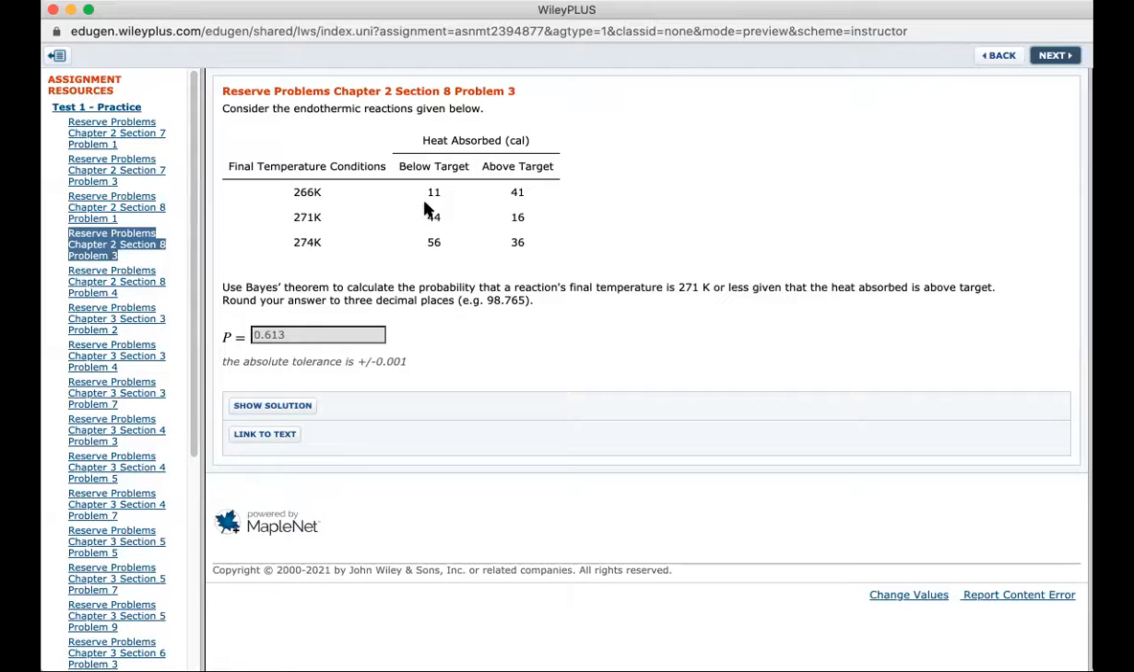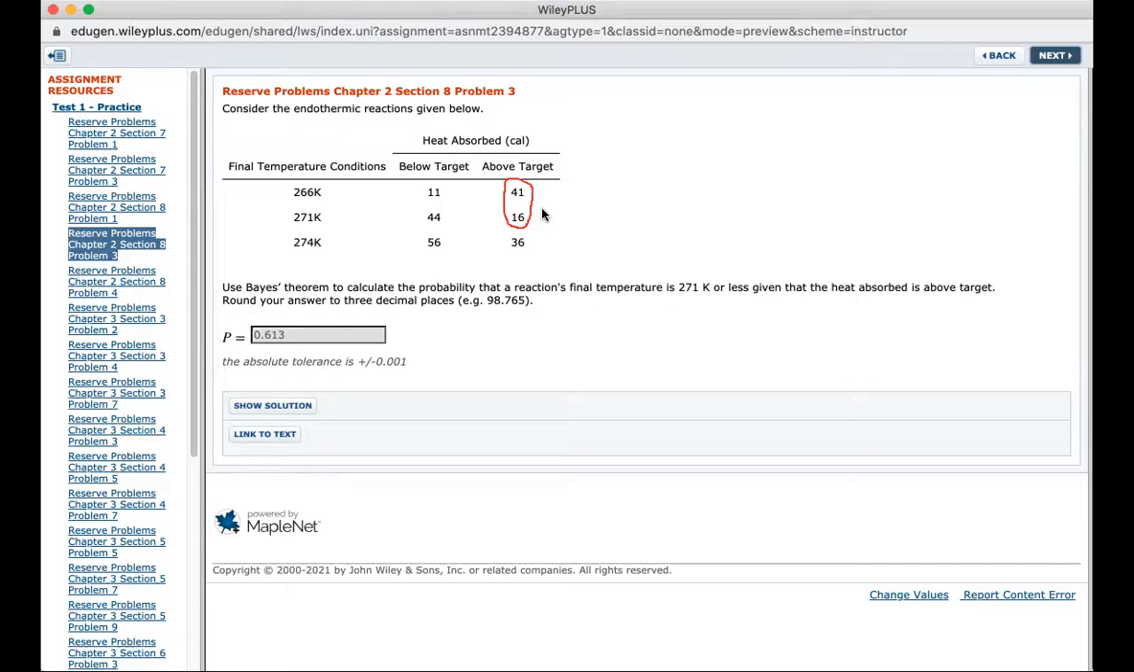Okay, I think 11 plus 44 plus 56 plus 41 plus 16 plus 36 is 204. And the 41 plus 16 is 57. So you see that here, 41 plus 16 is the number of the reactions above target, and final temperature is less than or equal to 271. So that's 57 over 204.